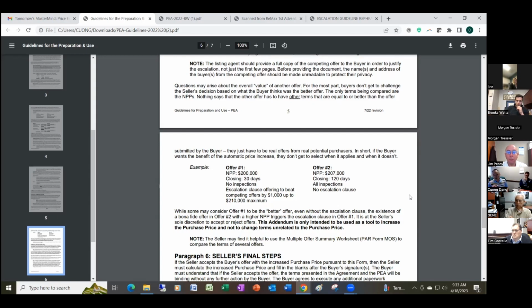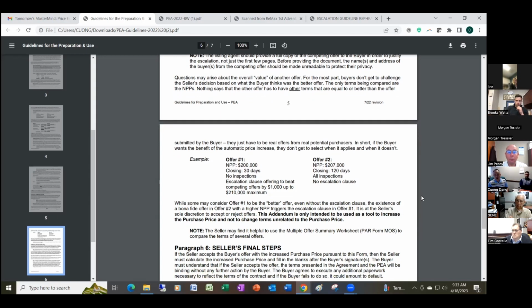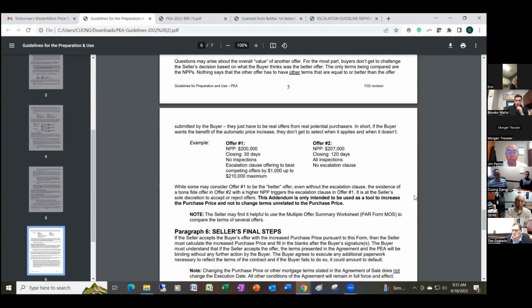So here's an example that they give. It's actually a very good one too. Offer 1 has a net purchase price of $200,000. Closing in 30 days, no inspections, escalation clause offering to beat competing offers by $1,000 up to $210,000 max. Offer number 2, net purchase price $207,000. Closing is 4 months out, 120 days, with all the inspections. They chose all inspections. No escalation clause.